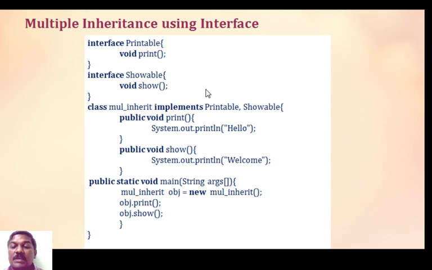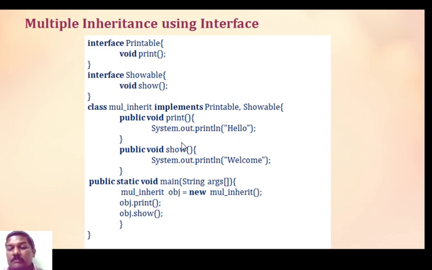So the Printable interface will have a method called print. Similarly, the Showable interface will have a method called show. So I am implementing these two within the class. I have given two output statements, hello and welcome.